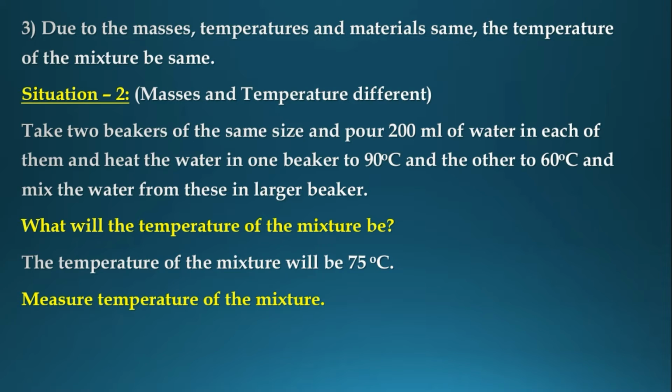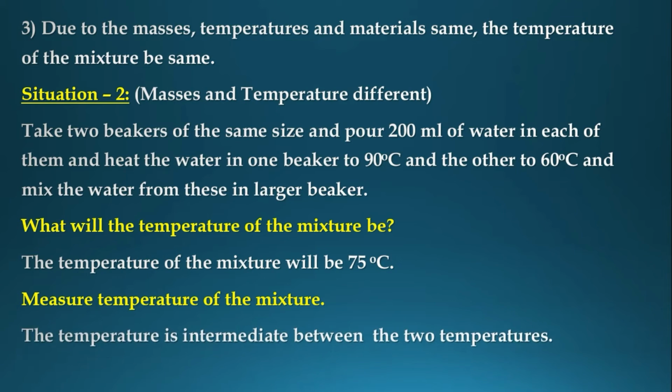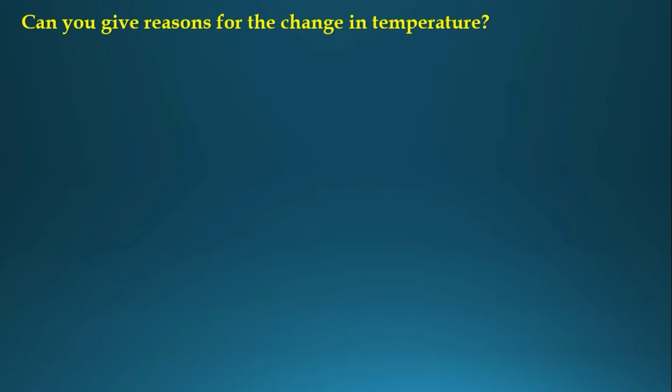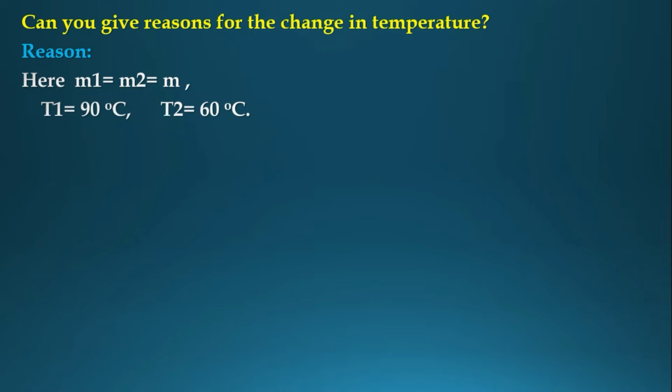Now measure the temperature of the mixture. The temperature is intermediate between the two temperatures. Can you give reasons for the change in temperature? Reason: here we have taken both the masses the same. So let M1 and M2 be M, and T1 will be 90 degrees and T2 will be 60 degrees.